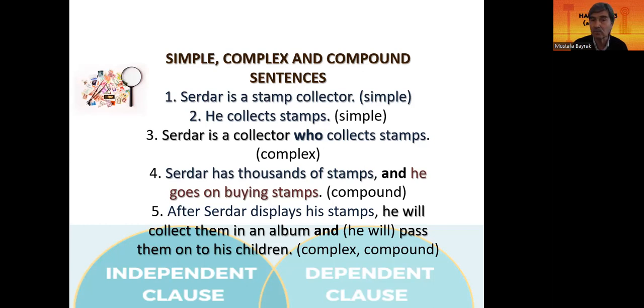He will collect them in an album, a simple sentence, and he will pass them on to his children is another simple sentence, but in they form one sentence, so it has a message in it, one sentence in complex and compound situation. After Serdar displaces stamps, he will collect them in an album and he will pass them on to his children is one sentence as complex and compound.